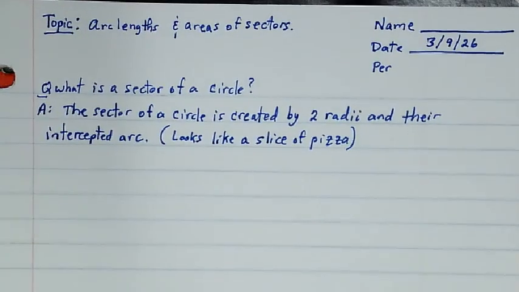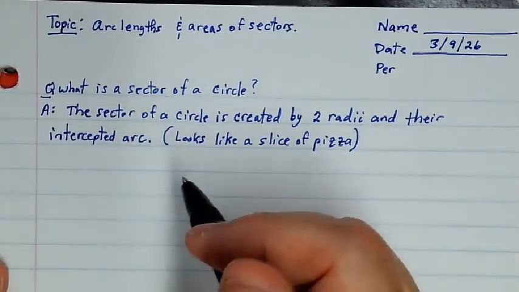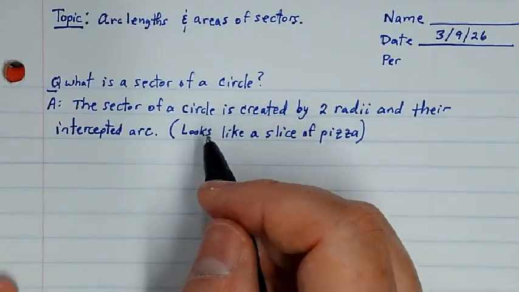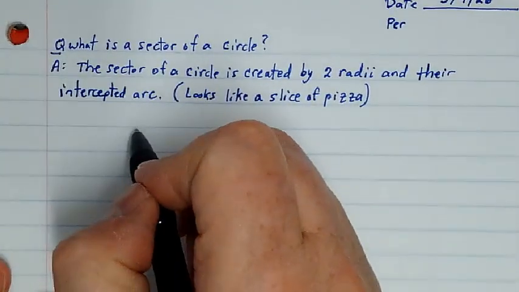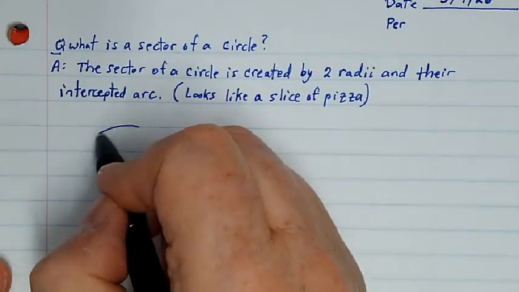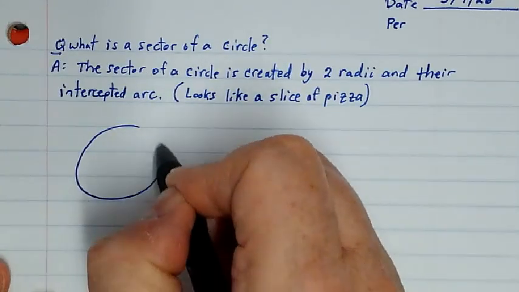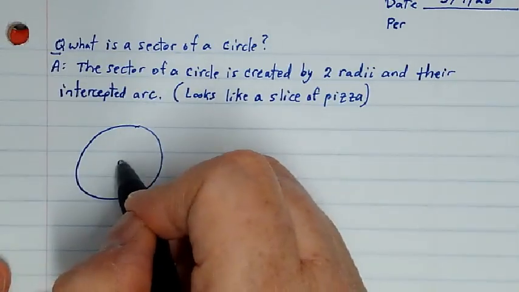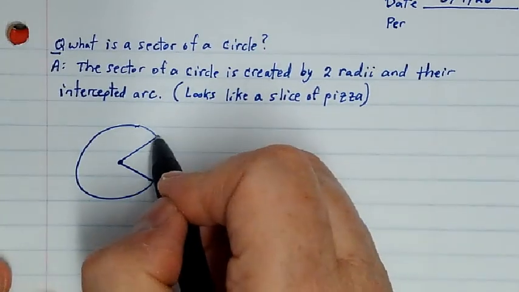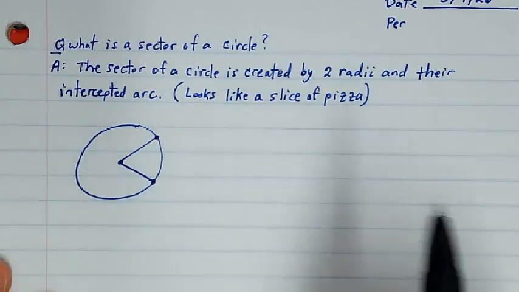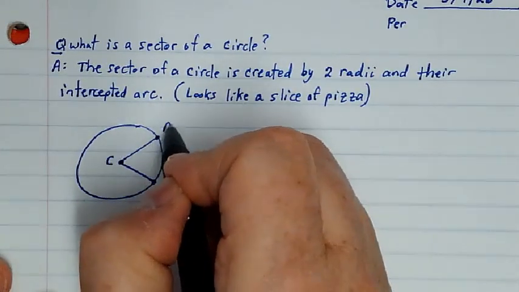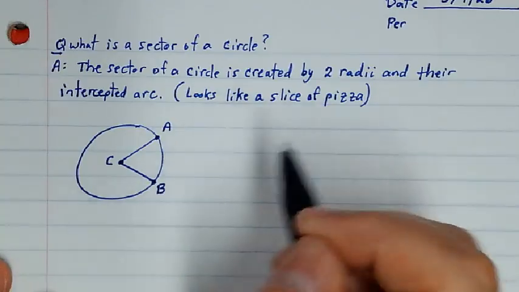And there's something about the sector that I want you to know. I think there's no better way to demonstrate this than draw a picture. Here goes my artwork, so forgive me. So here's your circle. This is the center of the circle, and this is a radius. That is another radius. I'm going to call this point C for the center, this point A, and this point B.